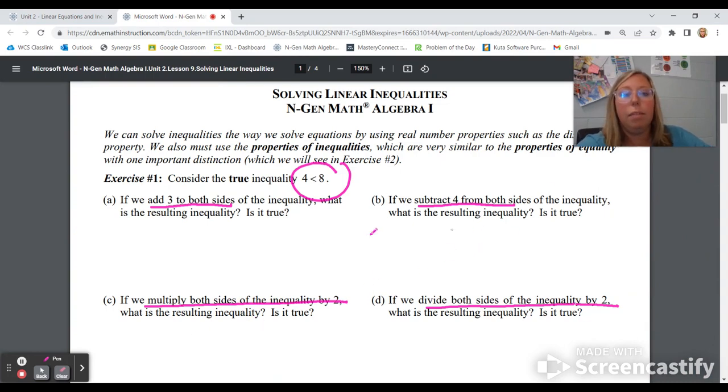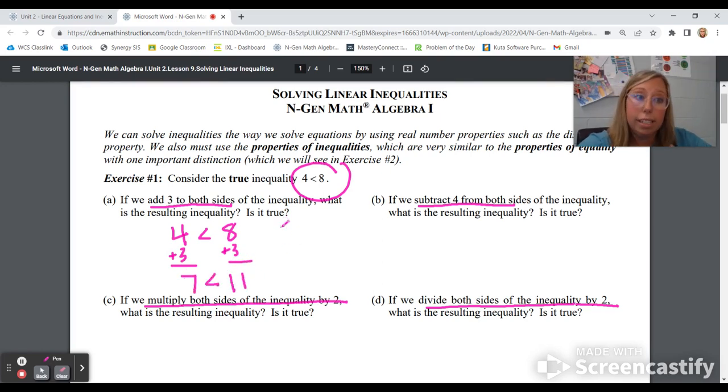So when we look at doing something to both sides, that's a property of equality. Let's just look at this first one. Add 3 to both sides. So if I add 3, then the new inequality is 7 is less than 11. And the question is, is it still true? Which, of course, is yes. Yes, it is still true. So when you do something to both sides, it does not change the truth of the inequality statement.